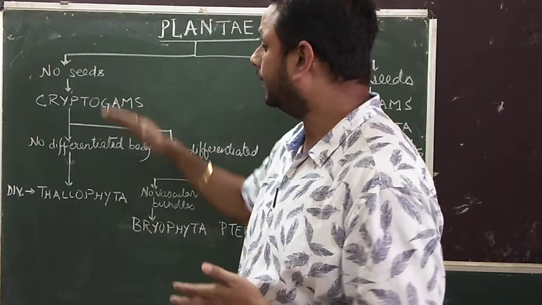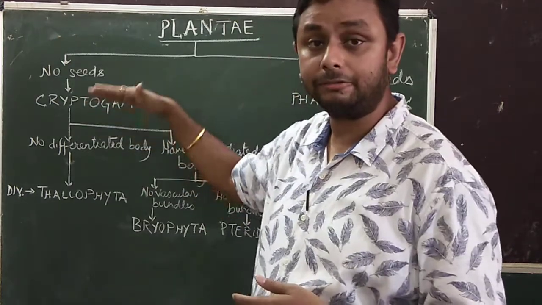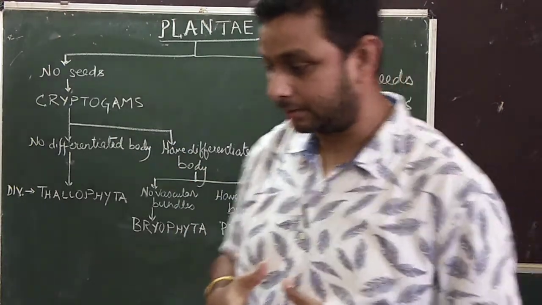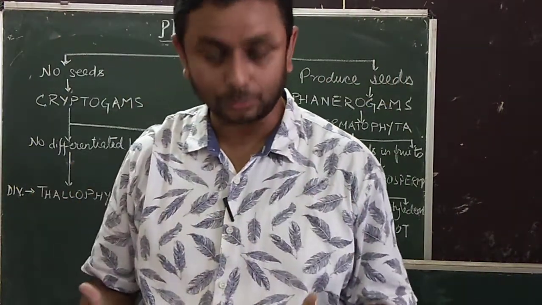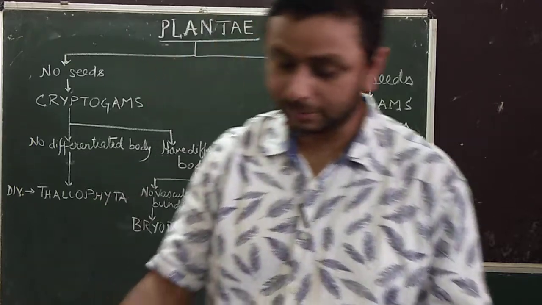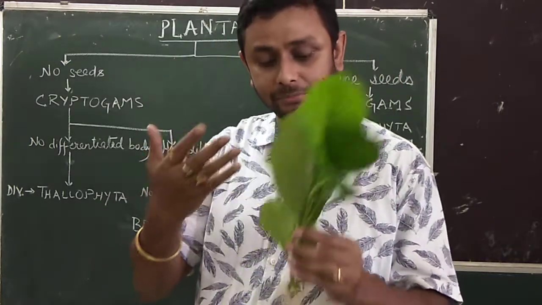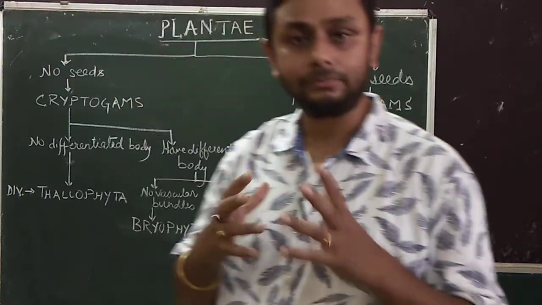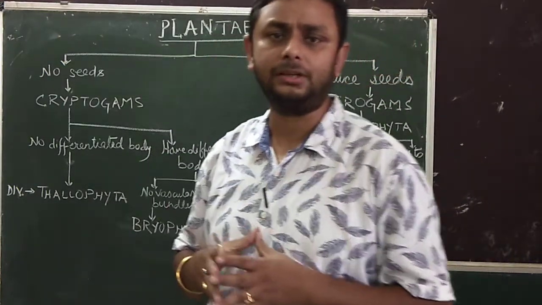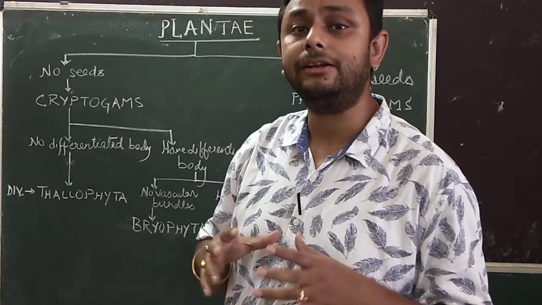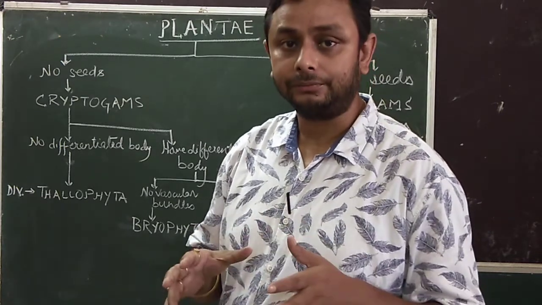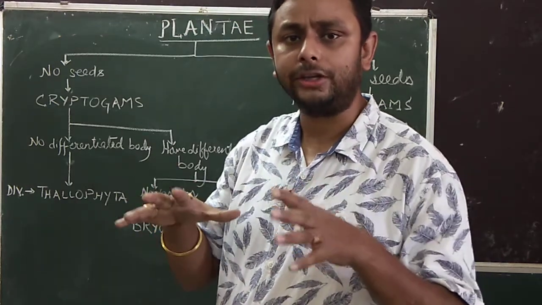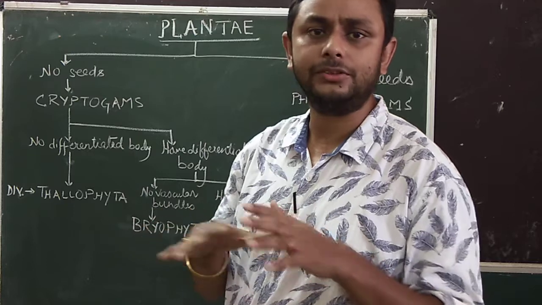So now there is one more criteria. How can we further classify cryptogams? Now normally when we say plant, what actually comes to our mind? Something which will have leaves, something which will have stems, something which will have roots. But there are some groups of plants which do not have this well differentiated structure. They have just a generalized green body. No stem, no leaves, no roots.